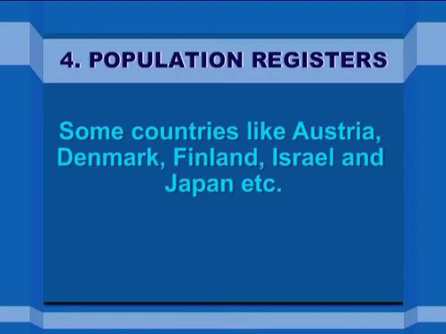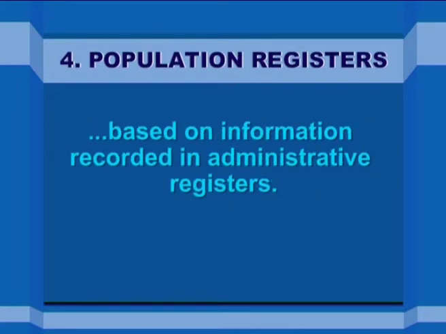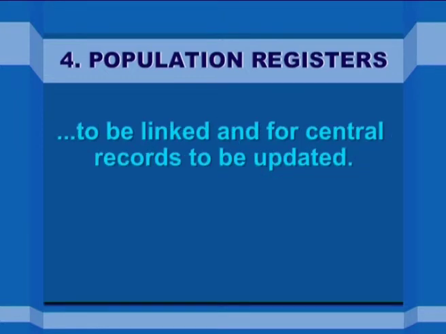Population registers. Some countries like Austria, Denmark, Finland, Israel, and Japan, etc., have removed the need of decennial census by adopting a system whereby population statistics are continuously updated based on information recorded in the administrative registers. Each person is assigned a unique identifying number which enables information across different registers, that is birth, death, marriage, etc., to be linked and for central records to be updated.